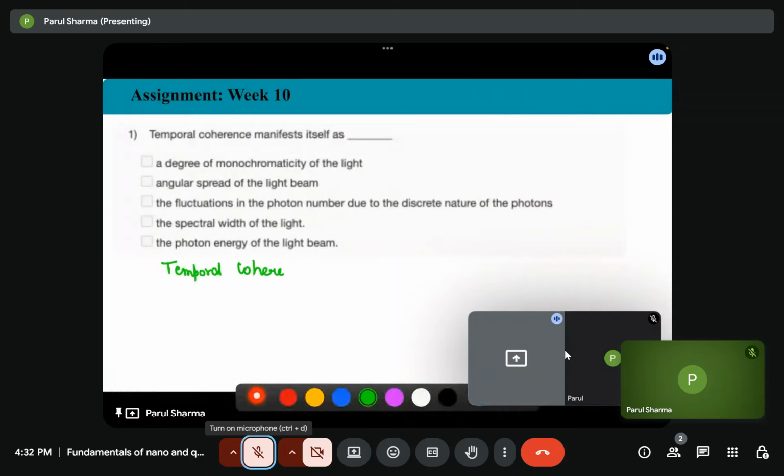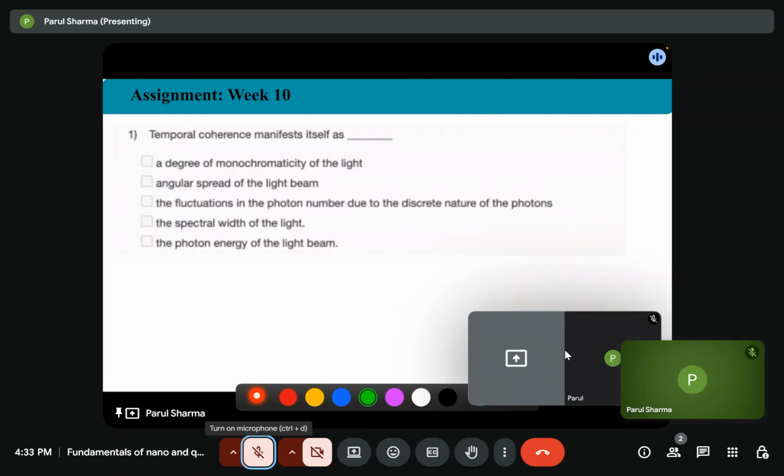Temporal coherence tells about the line width, that is the spectral width. So if it is telling us about the spectral width of light, then it will tell us about the monochromaticity of light. So temporal coherence tells us the degree of monochromaticity of the spectrum and the spectral width.